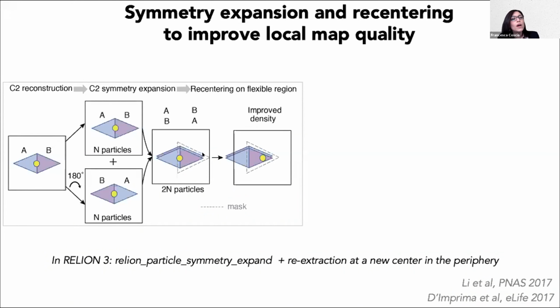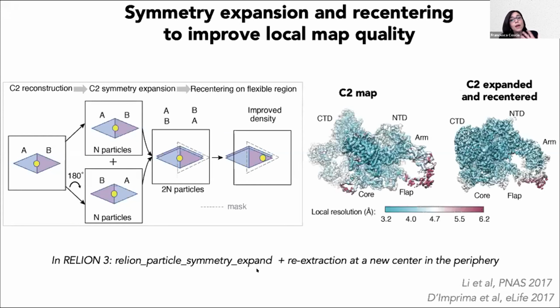So we only need one lobe. So we will apply a mask, and then this is already advantageous because we can align B to A and improve the resolution, perform 3D classification. And then further, to improve the quality of the map, we also recentered on the most flexible part. And this led to a massive improvement of the map that then allowed the de novo building.